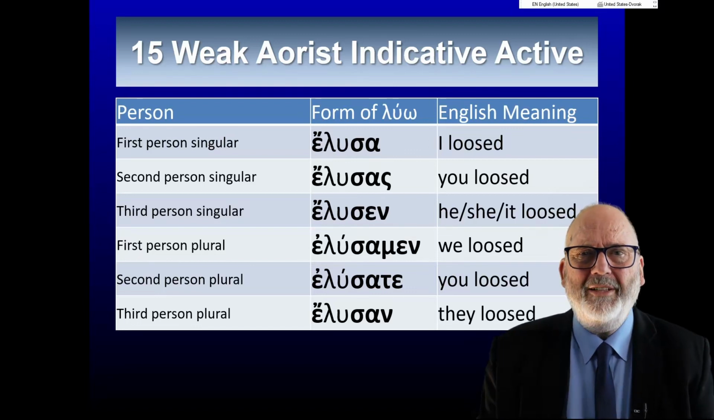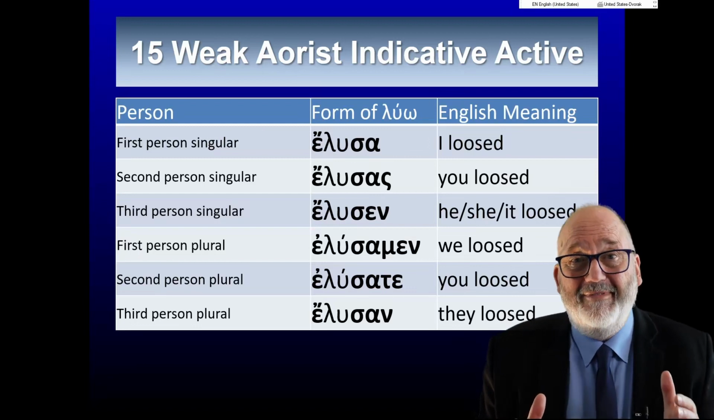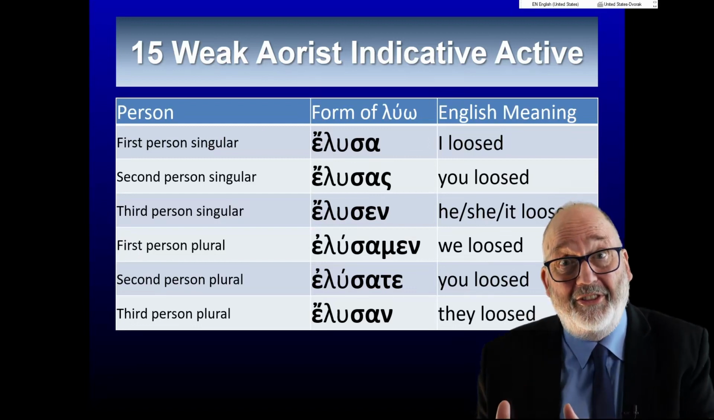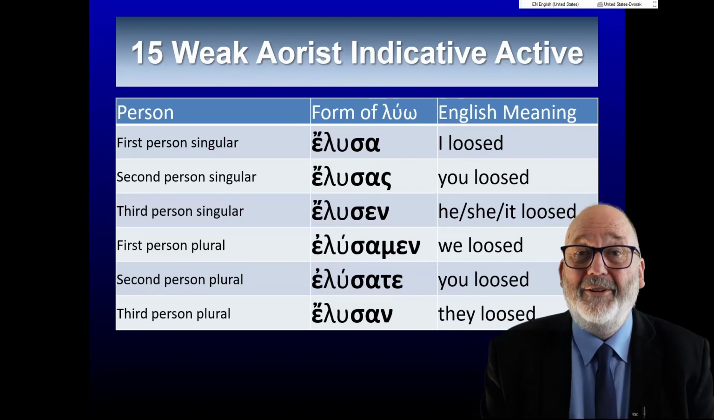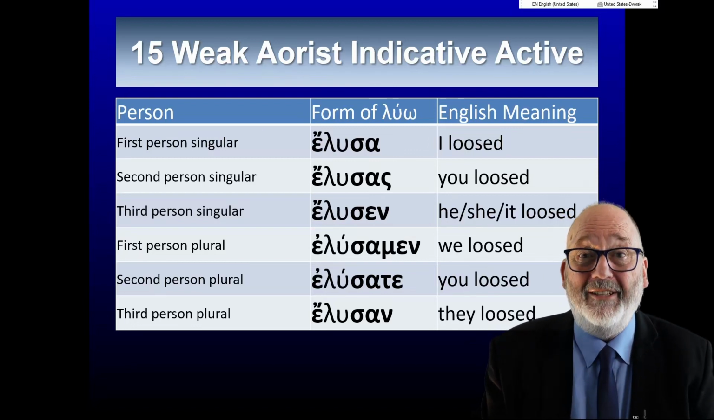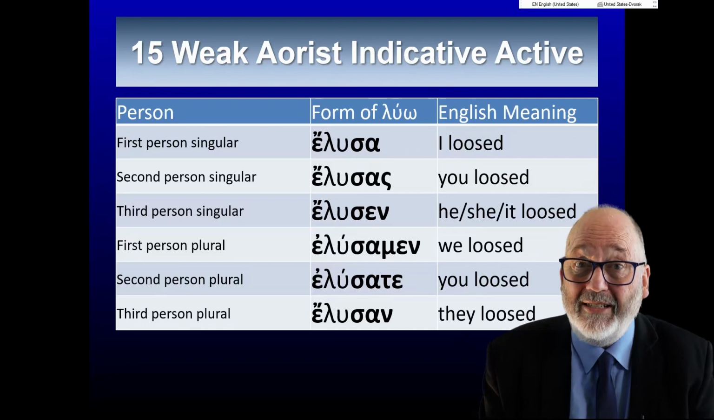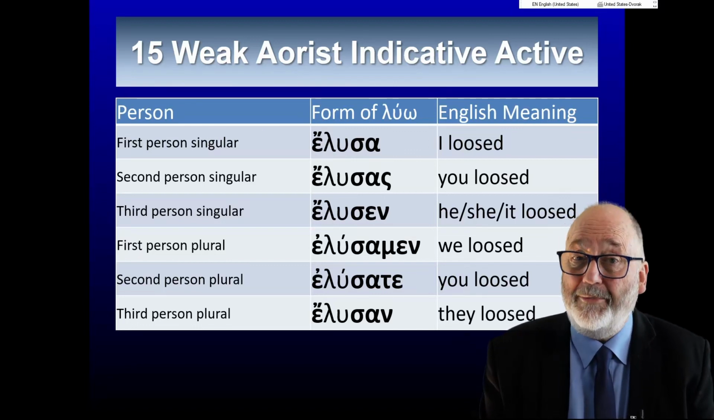While the strong aorists are challenging because you've got to learn them, once you've learnt them, you don't have to worry about them anymore. With the weak aorist, there's more going on. There's something that can change at the end of the verb stem and something that can change at the beginning. Let's look at some of these changes.